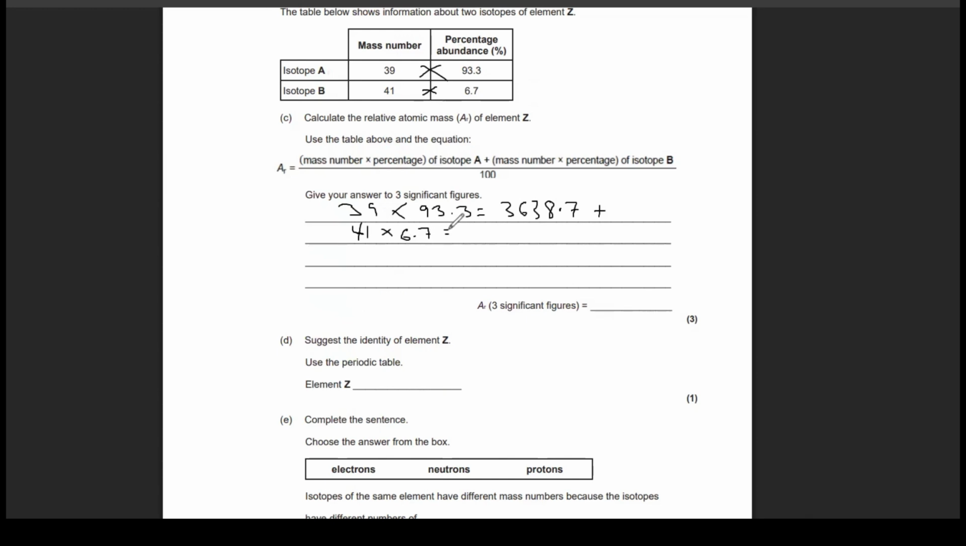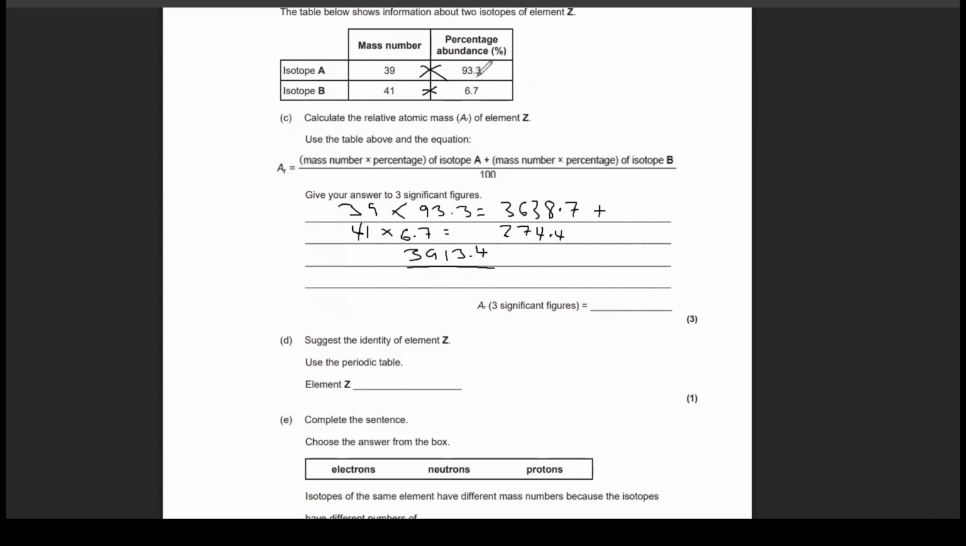6.7 times 41. That equals 274.4. And we want to add these together now. So we're going to plus that to 3638.7. And we're going to get a total of 3913.4. So for your working out, you're going to get marks.